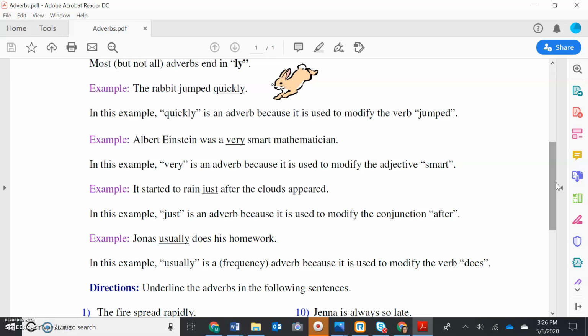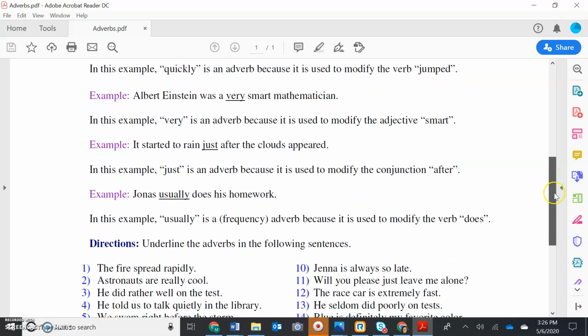Now usually in the next one, it's going to be pretty easy because it has the ly. Jonas usually does his homework. So you could take out the word usually and you could just say Jonas does his homework. But we want to tell you more about does. Does is the verb. So when does he? Usually. So usually tells you more about does. So the adverb always adds to the verb.